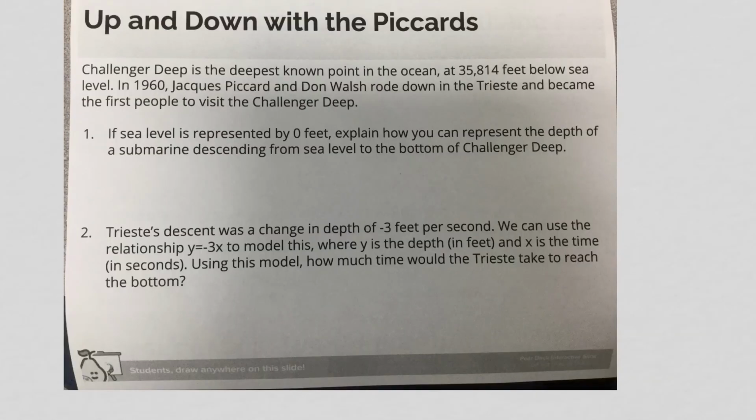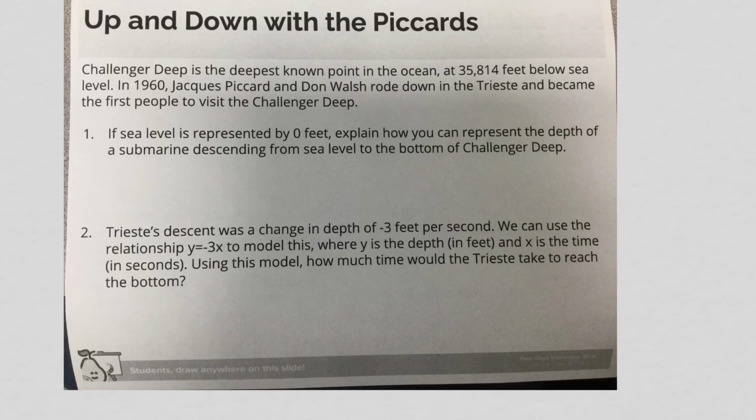Up and down with the Piccards. Challenger Deep is the deepest known point in the ocean at 35,814 feet below sea level. In 1960, Jacques Piccard and Don Walsh rode down in the Trieste and became the first people to visit the Challenger Deep. If sea level is represented by 0 feet, explain how you can represent the depth of a submarine descending from sea level to the bottom of Challenger Deep.